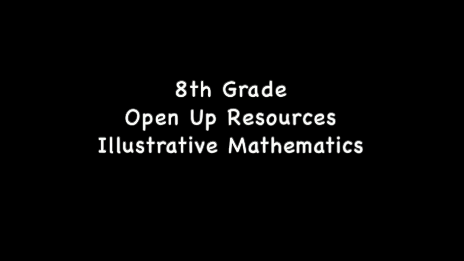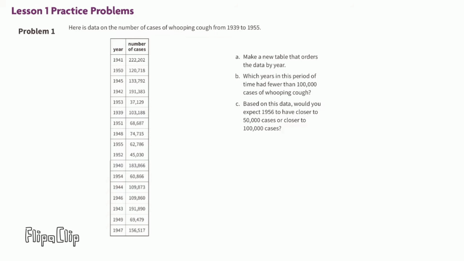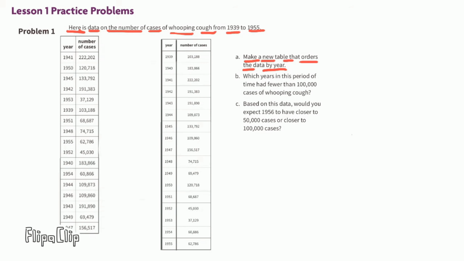8th grade Open Up Resources Illustrative Mathematics, Unit 6, Lesson 1, Organizing Data. Problem number 1. Here is data on the number of cases of whooping cough from 1939 to 1955. A. Make a new table that orders the data by year. Here I've organized the data in order from 1939 to 1955.